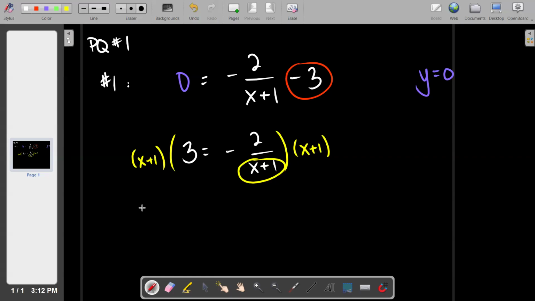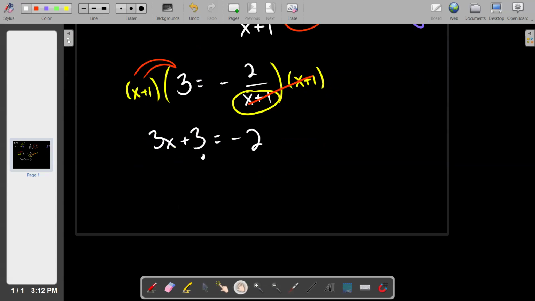And again, I'm doing all of this for the specific reason of finding x-intercepts. X-intercepts are where y equals 0. You do so much of that in upper level math: you just force something to be true. You want it to be true, write an equation that forces it to be true. So if I multiply both sides by x plus 1, these x plus 1s on the right side cancel out, and I'm left with a basic distribution problem on the left. What do I get? 3x plus 3. So I get 3x plus 3 equals the leftovers, negative 2, because the x plus 1s canceled out.